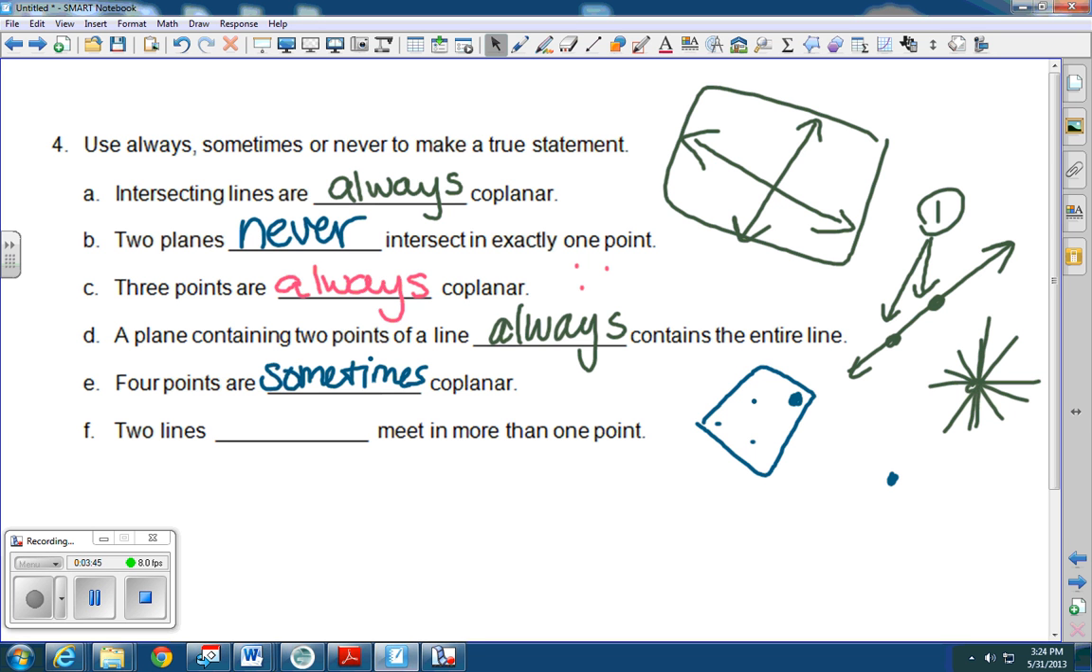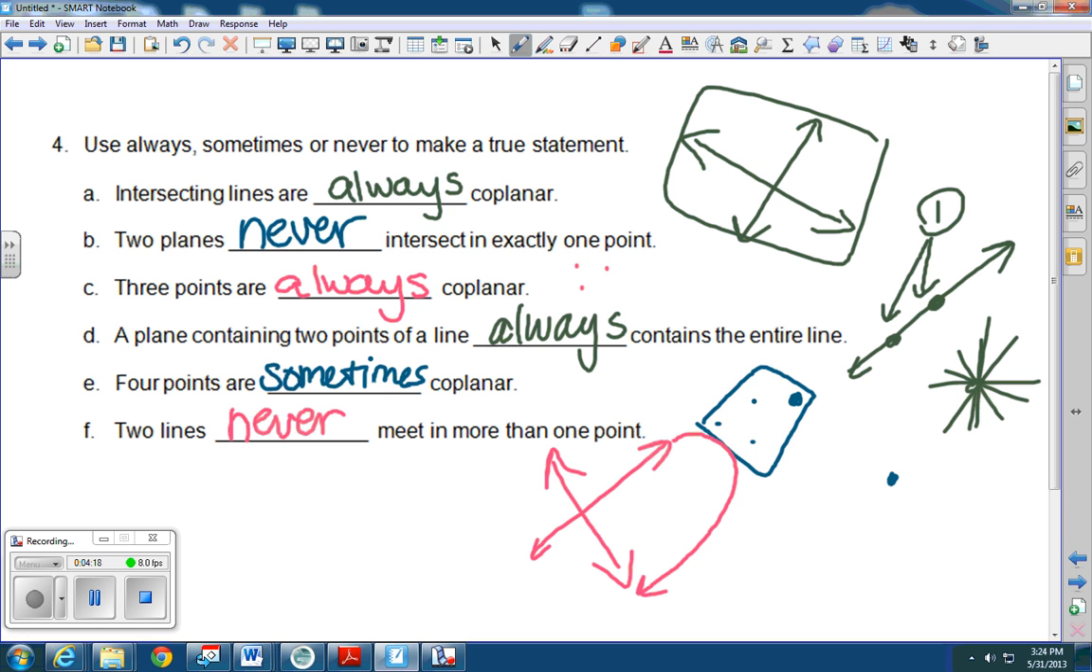And lastly, 2 lines blank meet in more than 1 point. Well, think about that one. If I've got 2 lines and they meet at a point, could they ever in eternity meet up again? Can this line curve around and come intersect that one again? No, lines do not curve. So they either meet one time or they meet no times. So 2 lines never meet in more than 1 point.